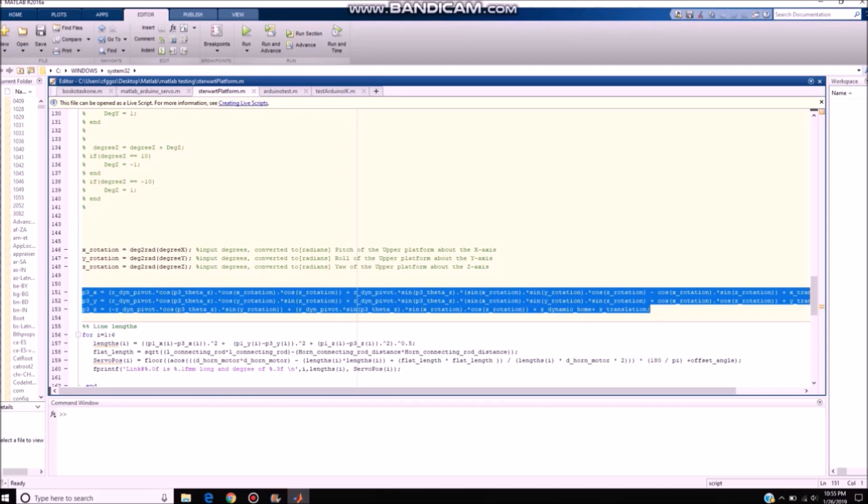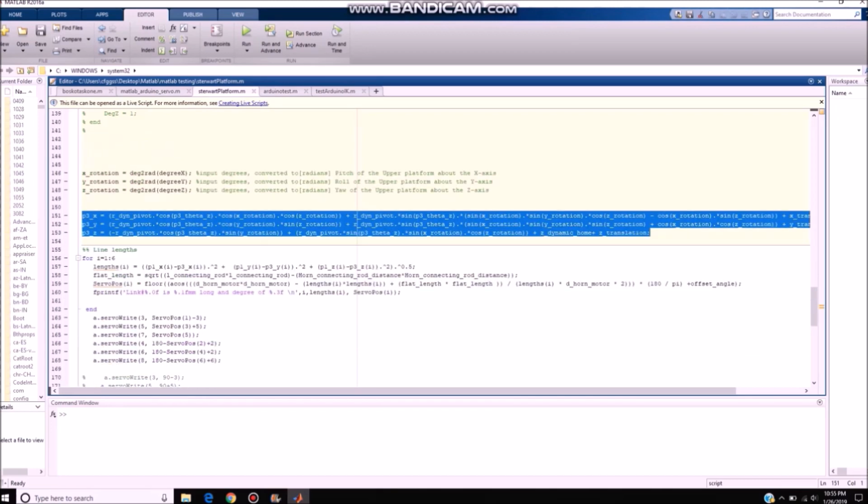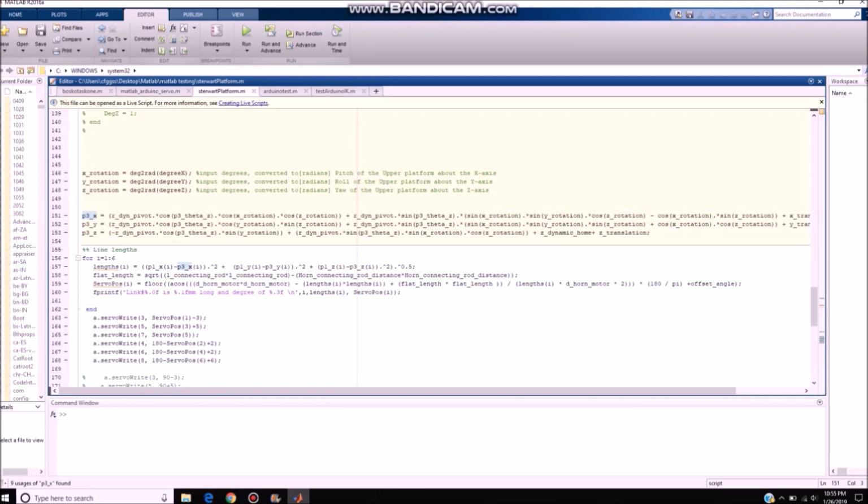These massive equations right here are the equations that we looked at, our giant matrix, and those are the ones that are squared with that red box. Now that we know our 6 stationary points and also our 6 dynamic points, we can use the Pythagorean theorem to figure out those lengths based on those 2 points in 3D space.